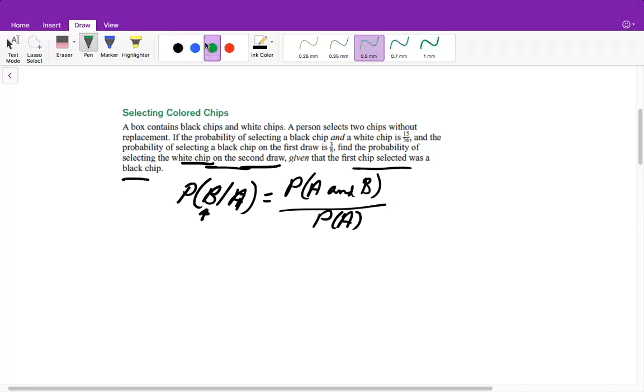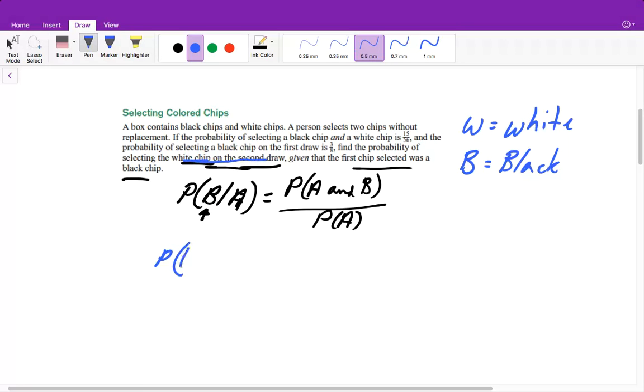So what I would suggest you do for this is, instead of using B and A, we're going to create our own variables. The variables are the 2 events, or what we want to take place. In this case, we want a white chip, and then we want a black chip. So I'm going to rewrite this as W and B, and I'm going to rewrite my formula. It tells us that we want a white chip on our second draw, so we're looking for a white chip given that a black chip was first.